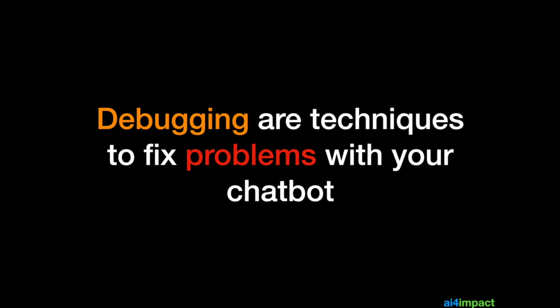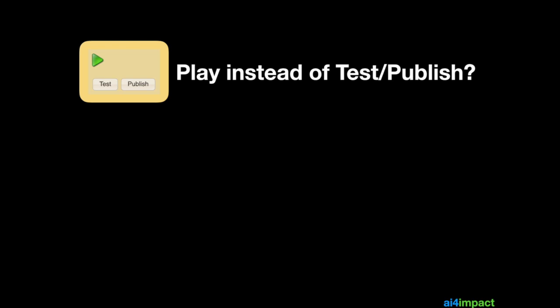Next, let's move on to debugging. These are techniques for you to fix problems with your chatbot, and I want to go over some very common techniques. The first thing you need to do is to check that you clicked on test or publish. You should not click on the green play button.